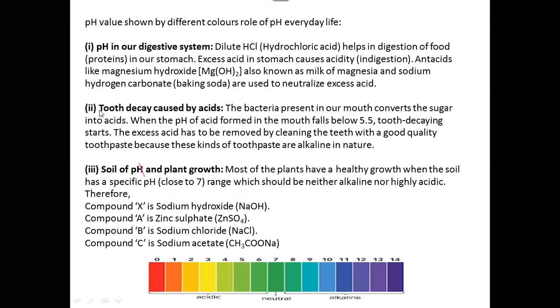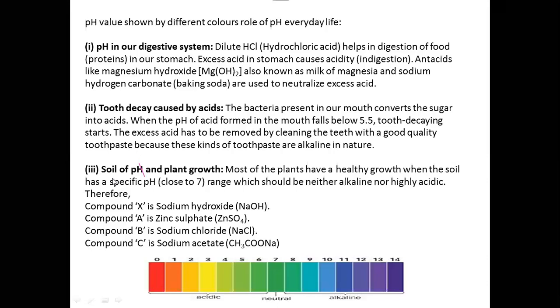The second example in our day-to-day life is tooth decay caused by acids. Bacteria present in our mouth convert sugar into acids. When the pH of the acid formed in the mouth is below 5.5, tooth decay starts. The excess acid has to be removed by cleaning the teeth with a good quality toothpaste, and therefore different kinds of toothpaste are alkaline in nature.